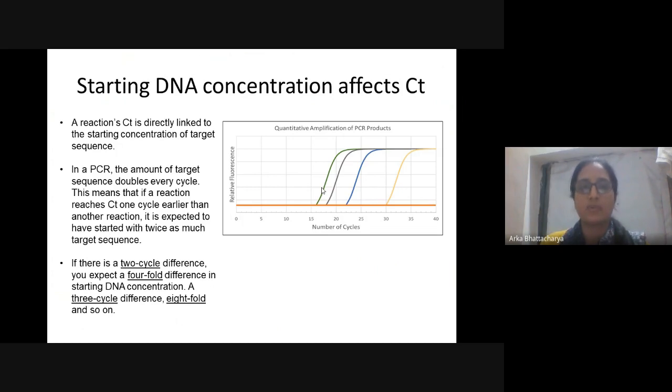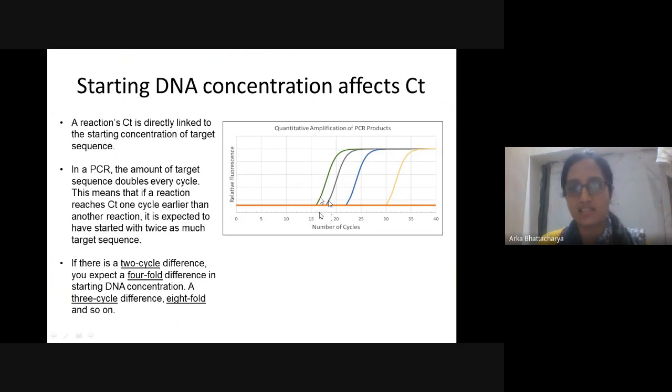In a PCR, the amount of target sequence doubles every cycle. This means that if a reaction reaches CT one cycle earlier than another reaction, it is expected to have started with twice as much target sequence. With the help of an example, you can see this green one is going up exponentially before the gray one. Between 15 and 20, there are some markings, like 1, 2, 3, 4. Every marking denotes one cycle.